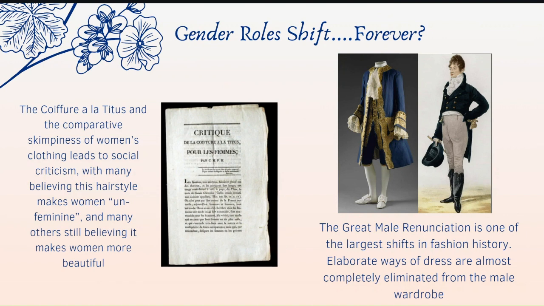During this time, we see the Great Male Renunciation. This is one of the largest shifts in fashion history. Gone are wigs, powdered makeup, heels, elaborate clothing, jabots, etc., for men, and we see a more modern idea of menswear. We also see for the first time the coiffure à la Titus, which was one of the first short hairstyles for women. There's a lot of social critique against women expressing this form of masculinity. However, women continue to do it anyways.